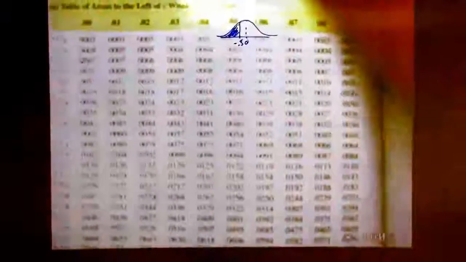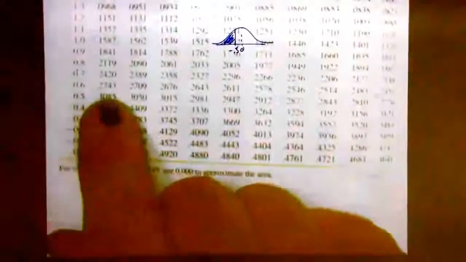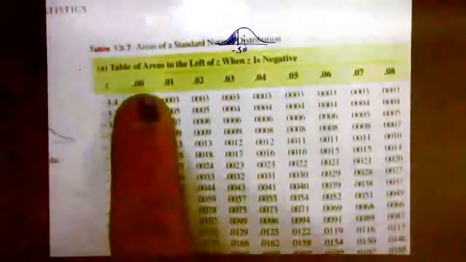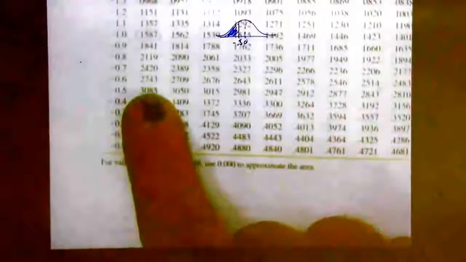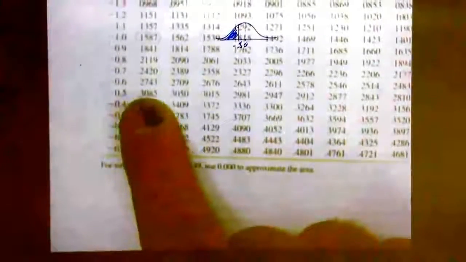for -0.5 will be on this side. This is the negative side. This is the positive. They're all positive values in the table, but the negative side or the left side of the mean. So -0.5, come all the way down here. -0.5, and this is 0, so there's no decimal after the 5. No number after the 5. So it's going to be 0.3085.